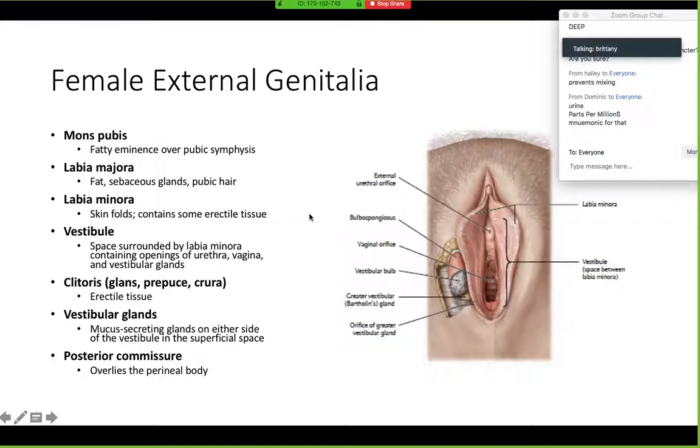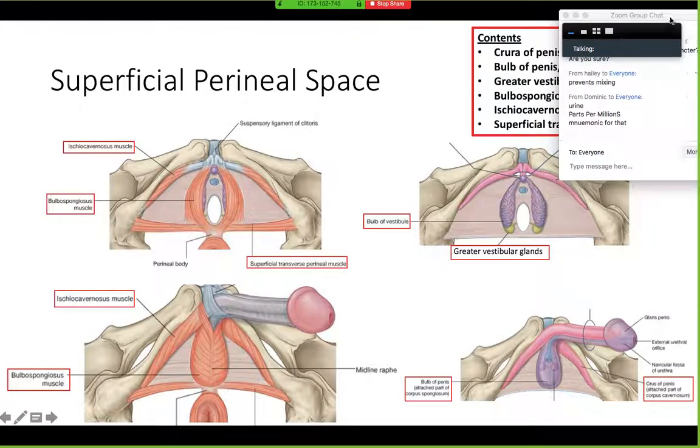Then the labia majora are these larger folds out here. The labia minora are the folds that are located more on the inside. And then you have the vestibule, so out here, showing the vestibule, and then the clitoris and vestibular glands, and then the posterior commissure would be right back here. All right.